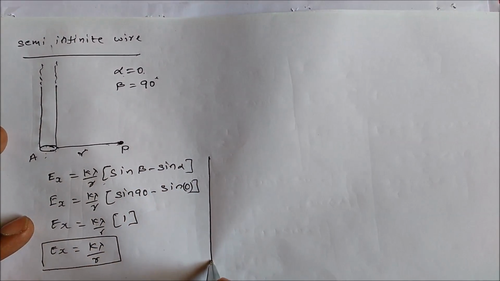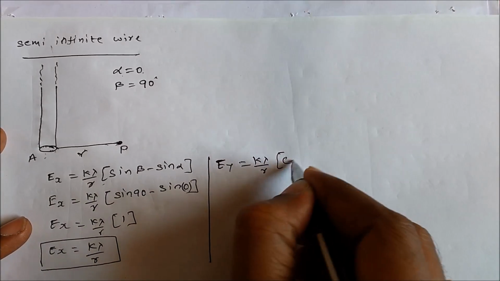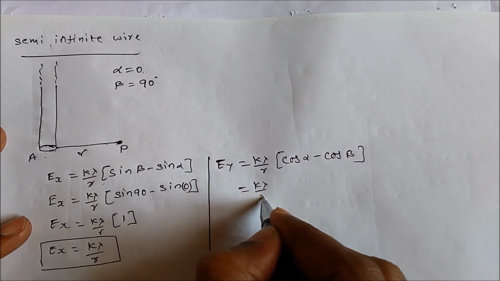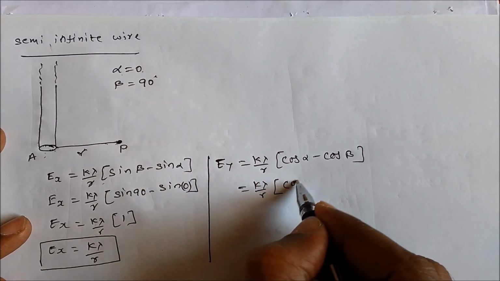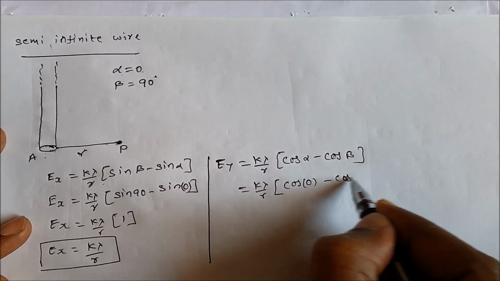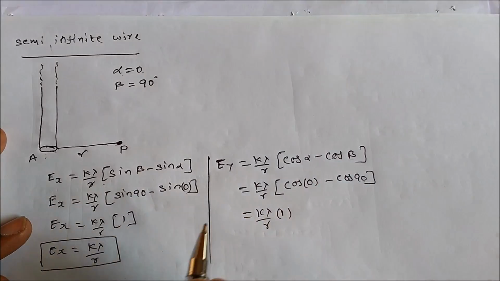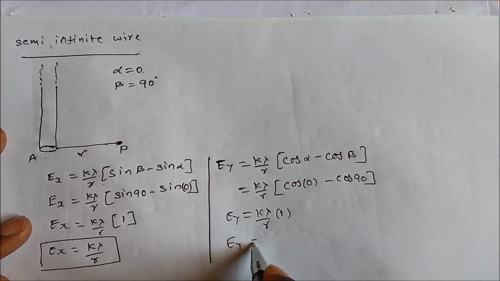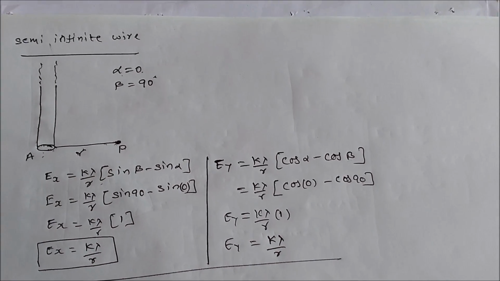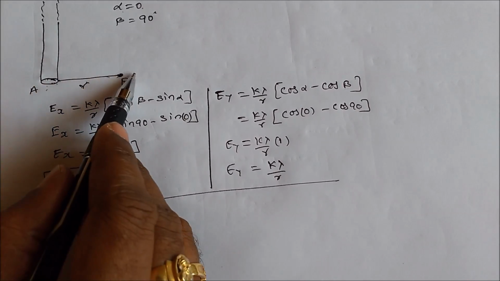And the y component of field intensity is k lambda by r (cos alpha minus cos beta). This is the general formula. What is cos alpha? Alpha value here is 0. And beta value is 90, so cos beta is cos 90. Then cos 0 is 1 and cos 90 is 0. So Ey is equal to k lambda by r. This is the resultant y component of field intensity due to the semi infinite length wire at one end of the wire.